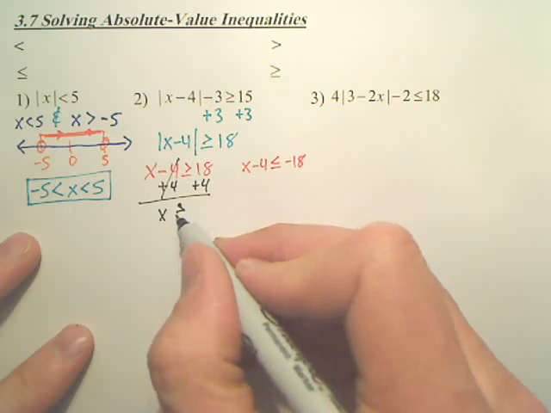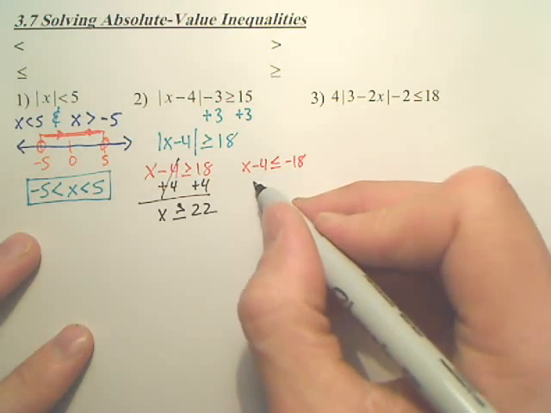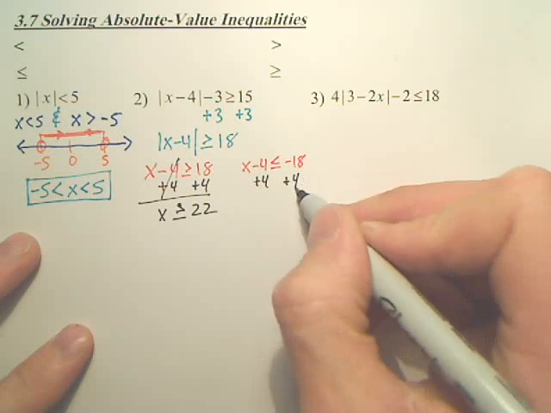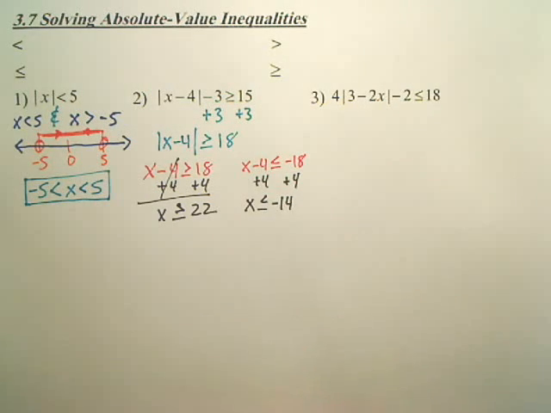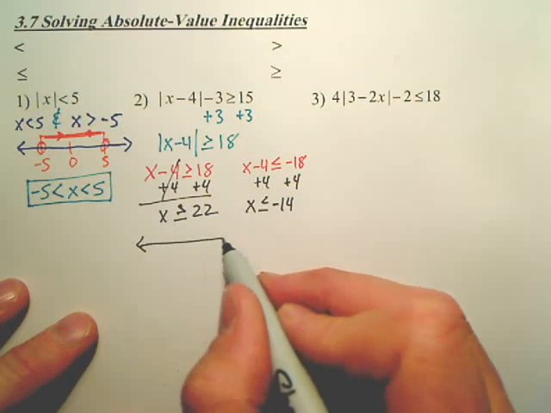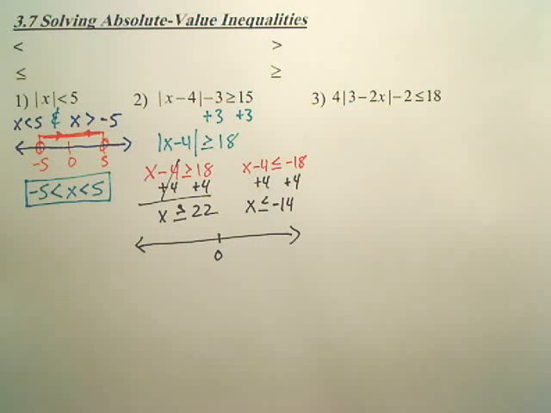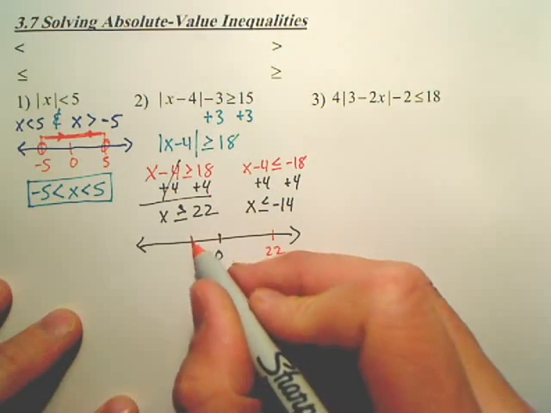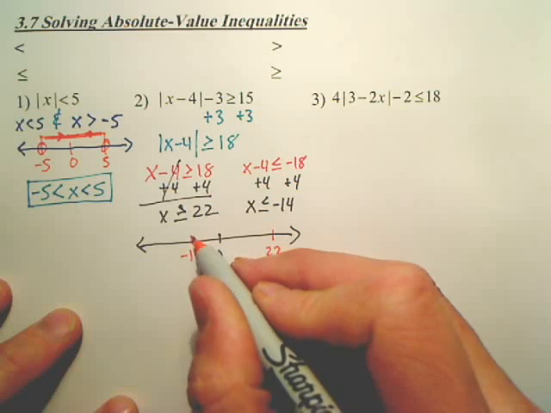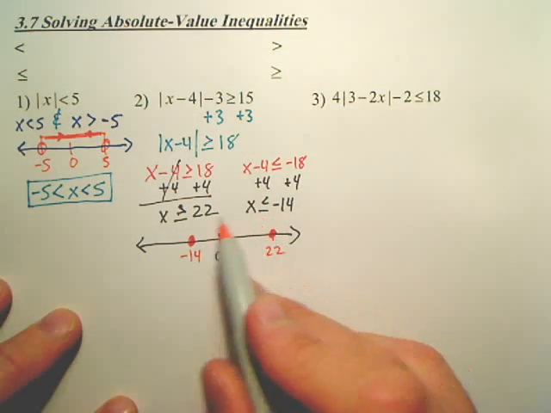Does the sign flip? No, the sign doesn't flip. This becomes a 22. Here you add 4 over. Okay, let's call this 22. Let's call this negative 14. Do you understand they're closed circles? Because it's or equal to?